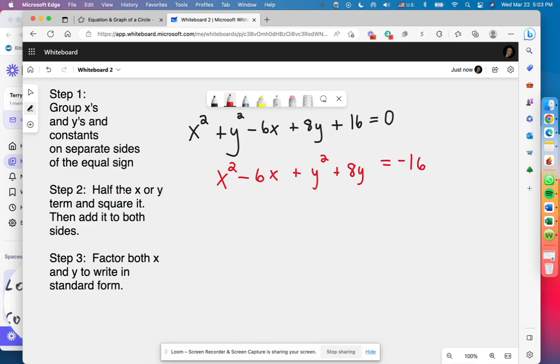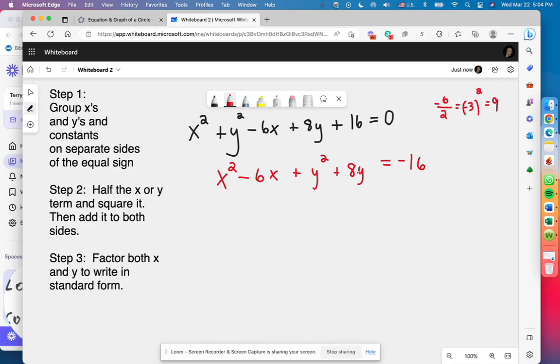Next, number 2 says take half the x or y term and square it. So look at your x term, which is -6. I'm going to go over here to the right to write this down. So I'm going to take -6 divided by 2. That's what it means by taking half. -6 divided by 2 is -3. Then square it. That's going to give me 9. You're going to be adding this to both sides of the equation.